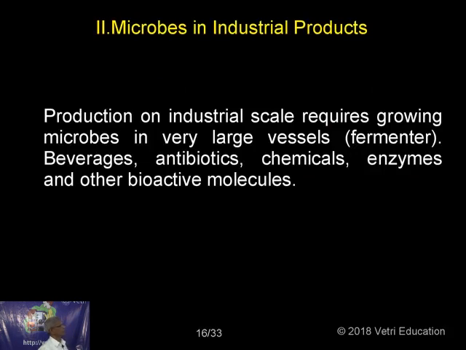Okay, fine. So next one, we are going to the industrial use, microbes in industrial products. Production on an industrial scale requires growing microbes in very large vessels, what we call a fermenter. In our house, when household materials are being prepared, you use a very small vessel. But on a large scale, in an industrial scale, fermenters are made for a particular purpose, and then these fermenters are used.